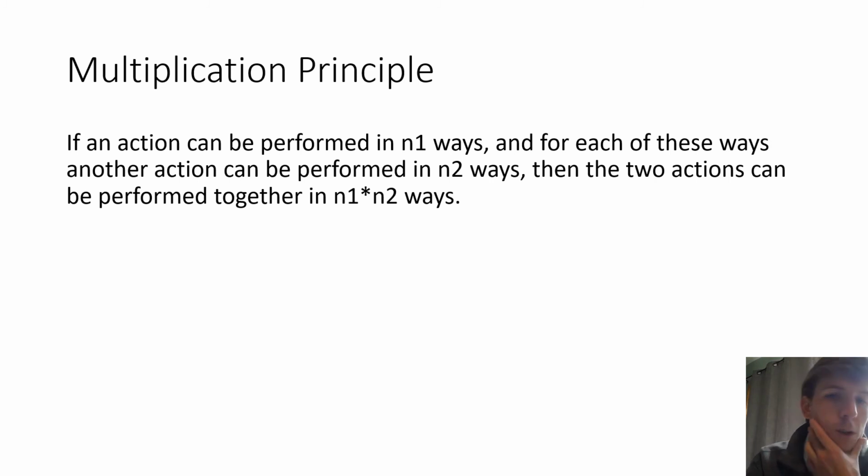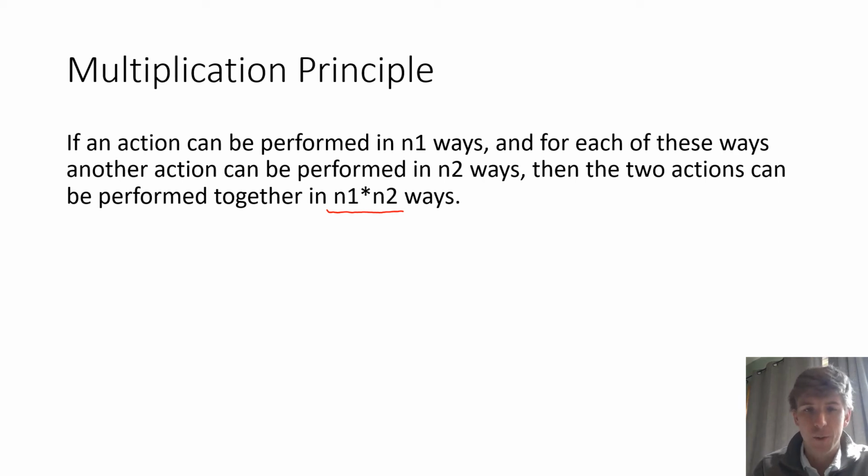So this is the first principle. It's called the multiplication principle. It's going to be very useful for us. If we have two different actions, sometimes called events, that can each be performed in a certain number of ways, we're just calling those ways n sub 1 and n sub 2. The two actions can be performed together in n sub 1 times n sub 2 ways. You just multiply the two numbers together, hence why it's called the multiplication principle.